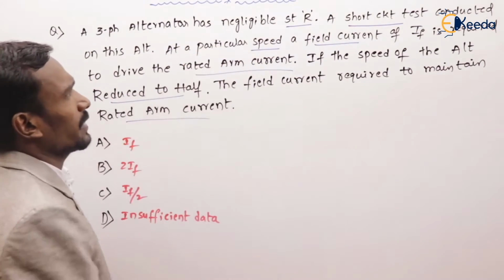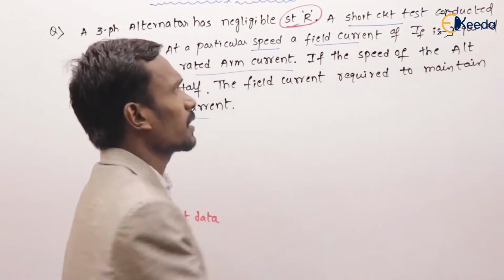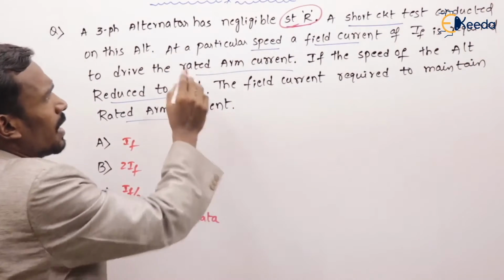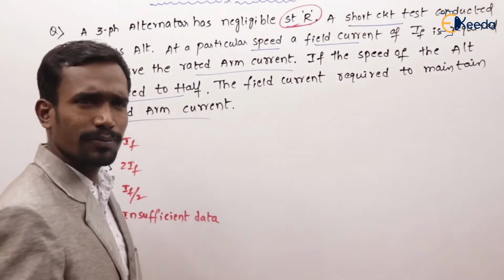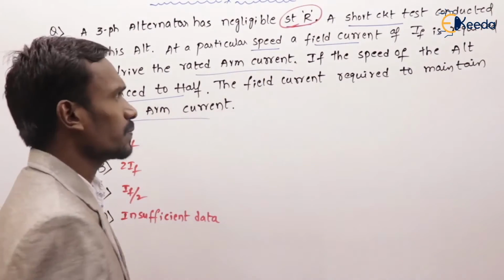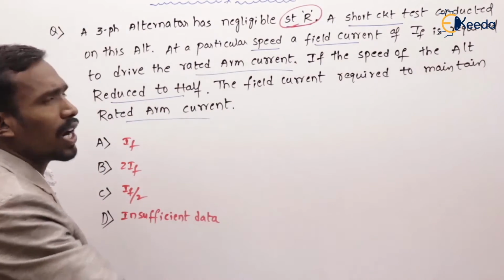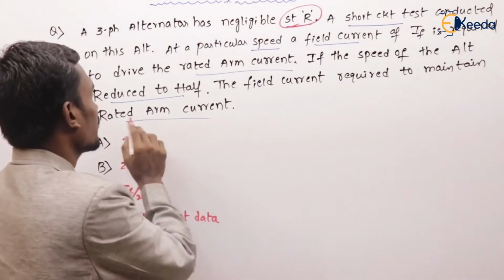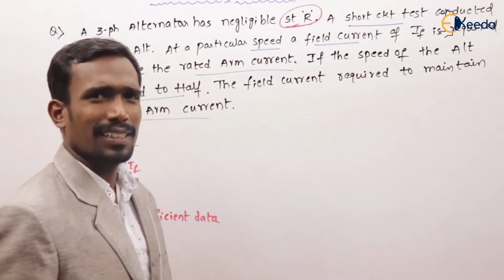A three-phase alternator has negligible stator resistance. A short circuit test is conducted on this alternator. At a particular speed, a field current of IF is required to drive the rated armature current. If the speed of the alternator is reduced to half, then the field current required to maintain rated armature current is? Let's see the question.